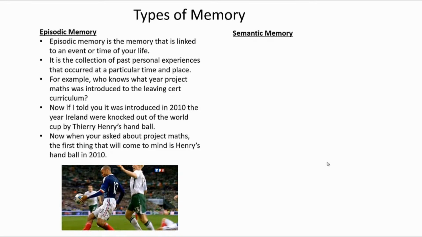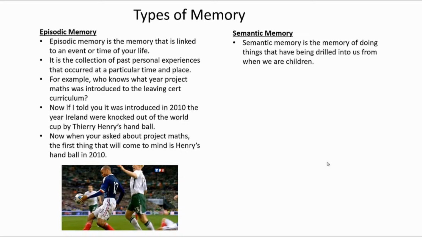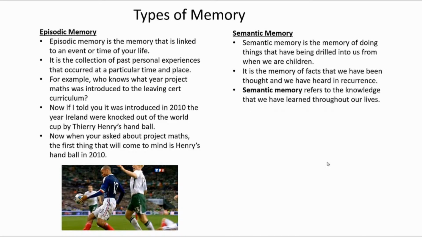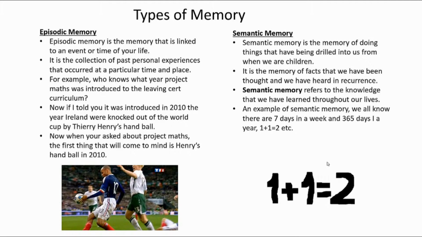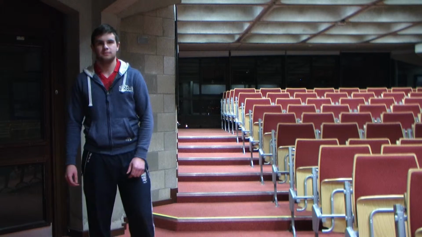Second type of memory is semantic memory. Semantic memory is the memory of doing things that have been drilled into us from the time we are children. It is a memory of facts that have been taught and that we have heard in recurrence. Semantic memory refers to the knowledge that we have learned throughout our lives. An example of semantic memory: we all know there are 7 days in a week and 365 days in a year, that 1 + 1 = 2, etc.